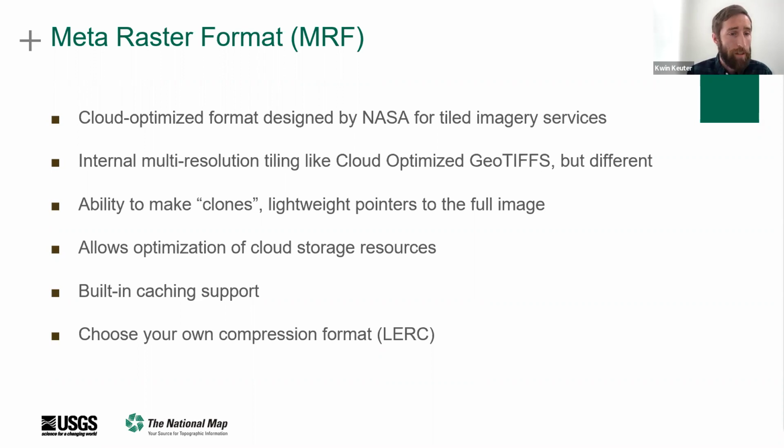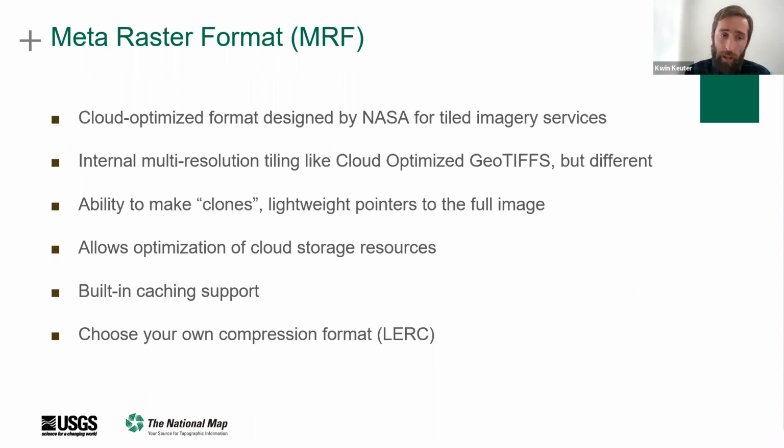One difference is that MRFs give you the ability to make clones, which were alluded to before, and these are lightweight pointers. They're actually XML, and they're only about a kilobyte, and they point to the full image, and that separation allows you to optimize your cloud storage so that the really small files that you want fast access to, you can put those in faster, more expensive storage, and the really big images, those can be stored in cheaper cloud storage.